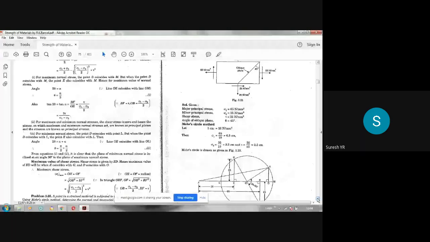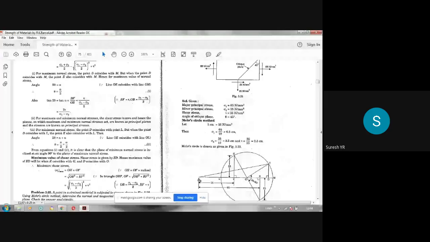What we have done, since both sigma x and sigma y are tensile, we had to plot the points on one side, right side only. Choose a point A on the graph sheet, extreme point. You can take to the here to measure 6.5 centimeters, because I have taken the scale. 1 centimeter is equal to 10 Newton per mm square. 65 means 6.5 centimeters. That is the scale for sigma x. So measure 6.5 centimeters, and for sigma y, which is 35, 3.5 centimeters.